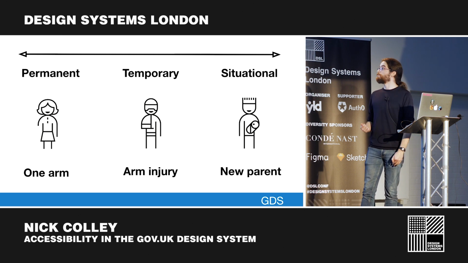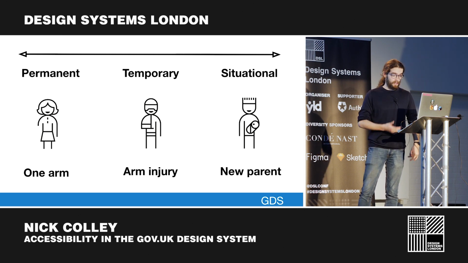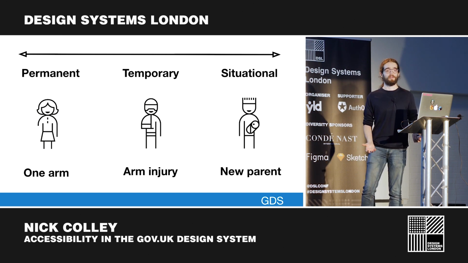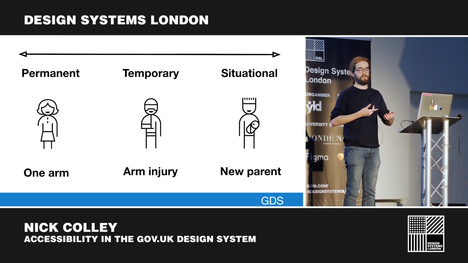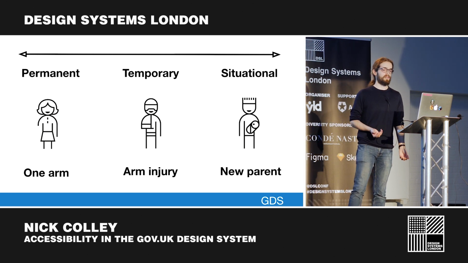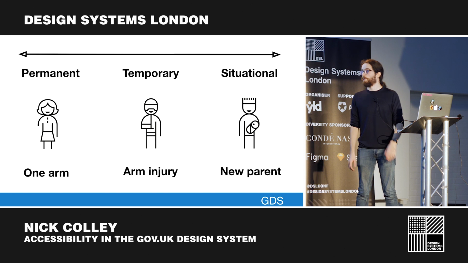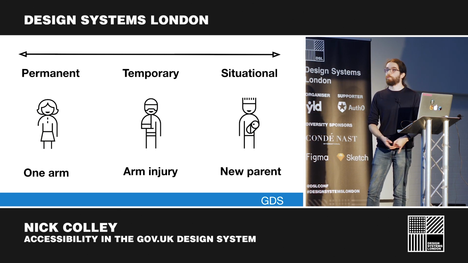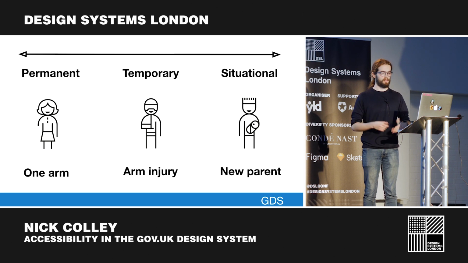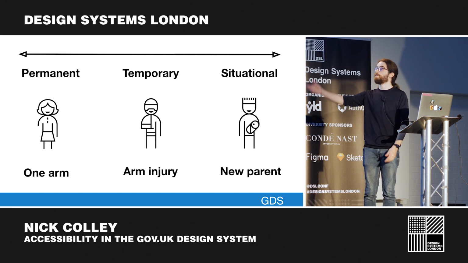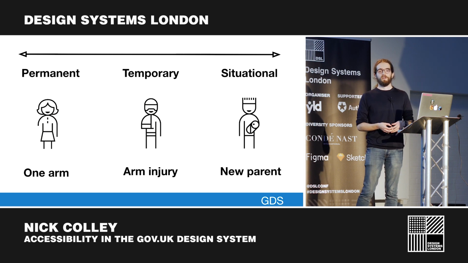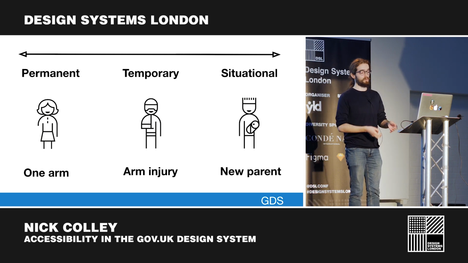The final end of the spectrum is designing for someone who maybe is a new parent, and while they're used to normally being able to use their keyboard, they're holding their child. So effectively, they've only got use of one arm. This is called a situational impairment, but by designing for everyone on this, by designing for people with a permanent disability, we make our services usable to everyone.